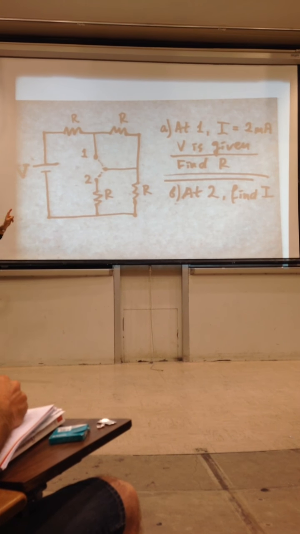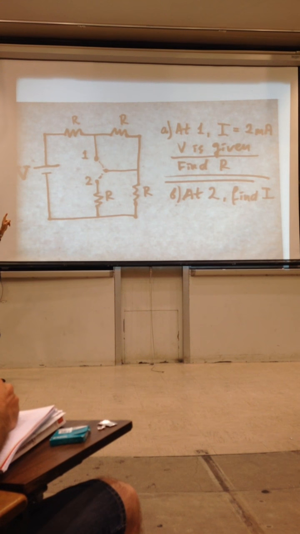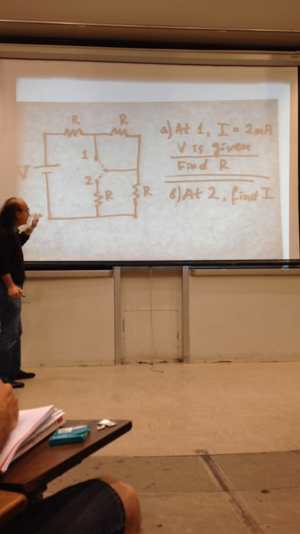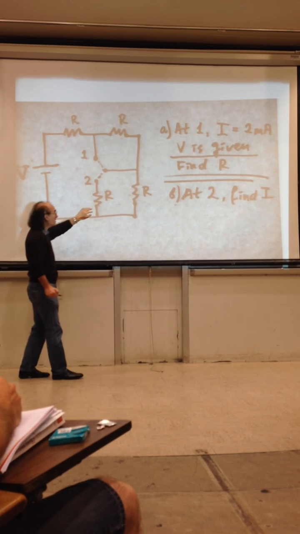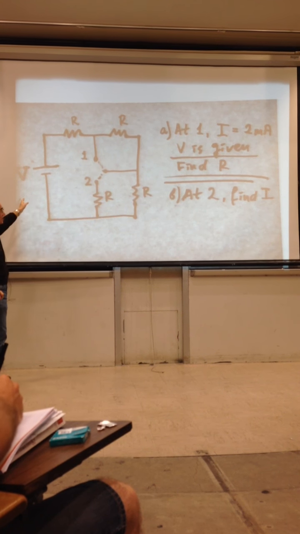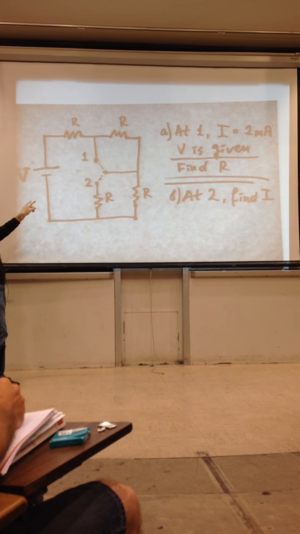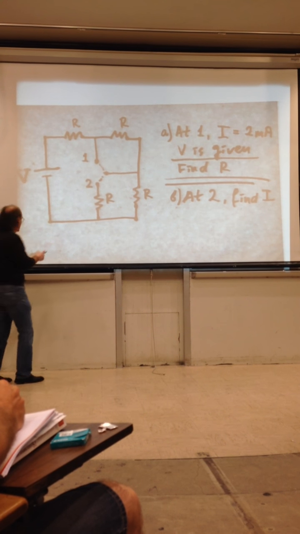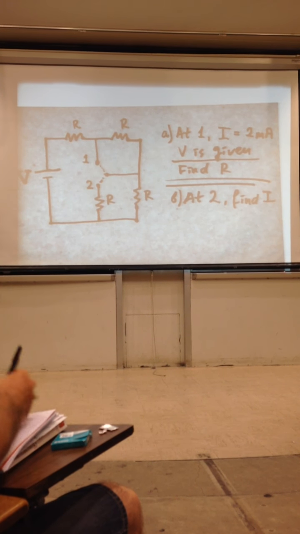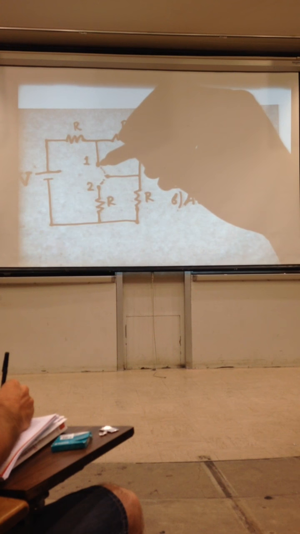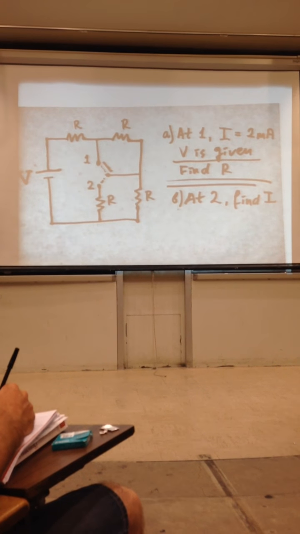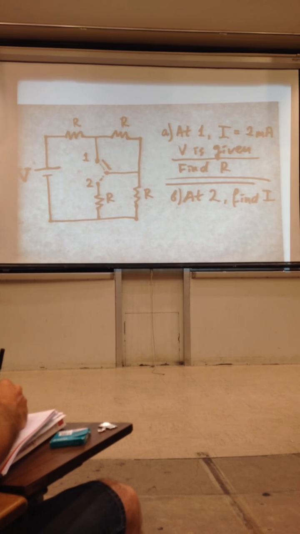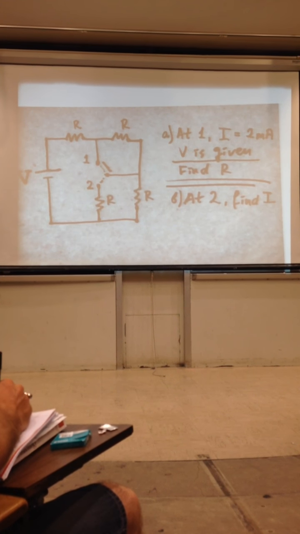No, the resistance is not given. What is given in part A is the voltage, and what it says is that at position 1, where the switch is connected to position 1, the current is 2 milliamps. So what is the resistance?